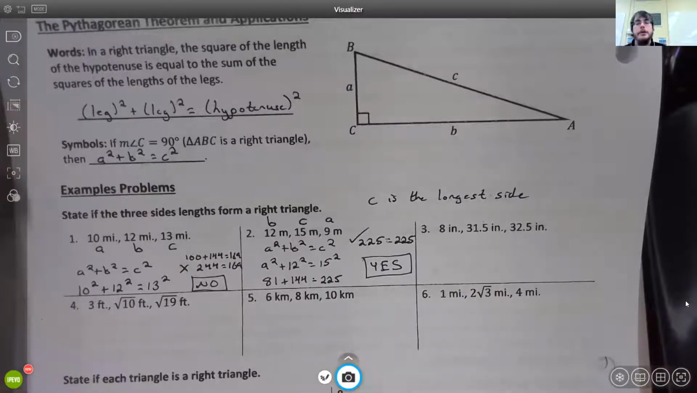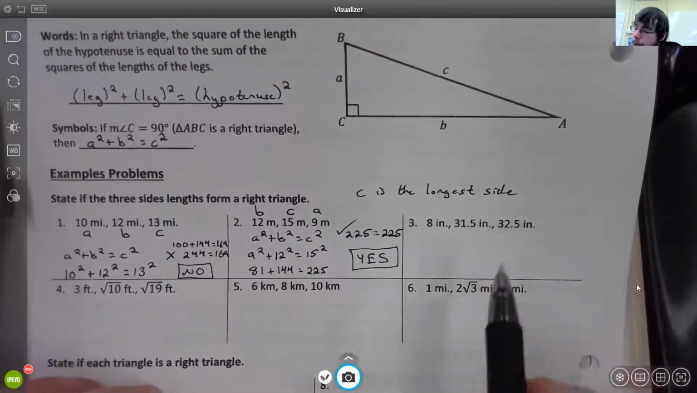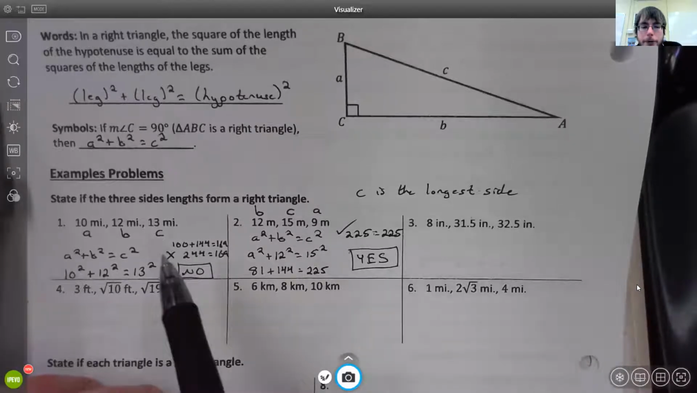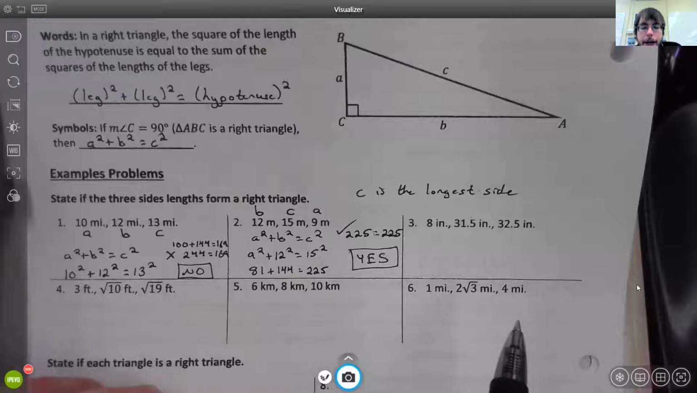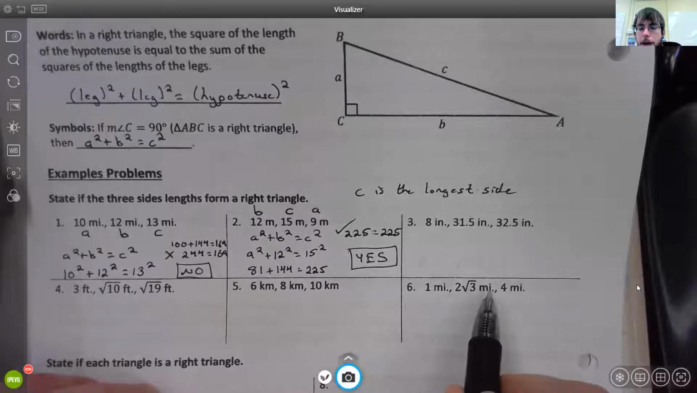All right, and then the last example we're going to cover together on this page is number 6. And if you look at number 6, you should notice something a little bit different from numbers 1 and 2. And this is the way that some of these problems are going to get you if you're not paying close enough attention. So if you look here, you have 1 mile, 2 root 3 miles, and 4 miles, okay?